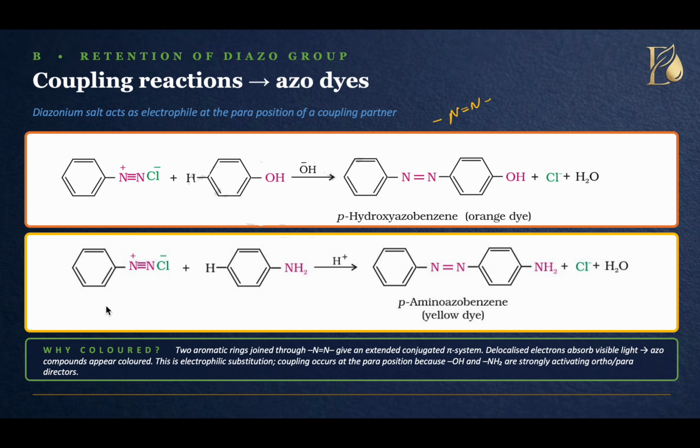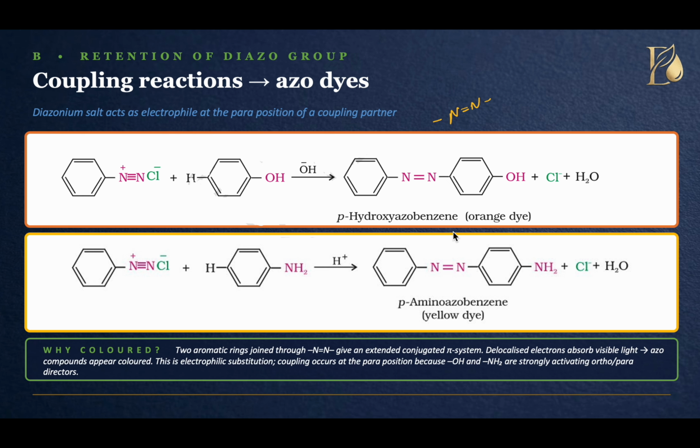In this reaction, we can see benzene diazonium chloride, on treating with phenol, forms para-hydroxyazobenzene, which has an orange color, and on treating with aniline it produces para-aminoazobenzene, which has a yellow color. The reason azo compounds are so important is because of their color, and this type of reaction is known as a coupling reaction. As a result of coupling reactions we get azo dyes. Dyes means they have colors. Azo compounds are so important because of their color.